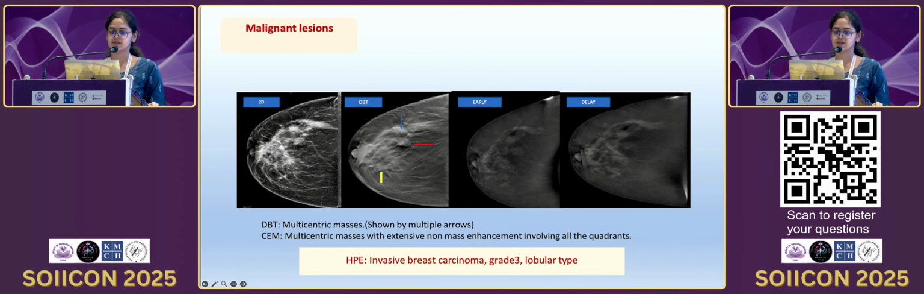So this image depicts how contrast enhanced mammography helps in multicentric lesions, where it helps the surgeons in preoperative planning. These multicentric lesions show extensive involvement in all the breast quadrants.